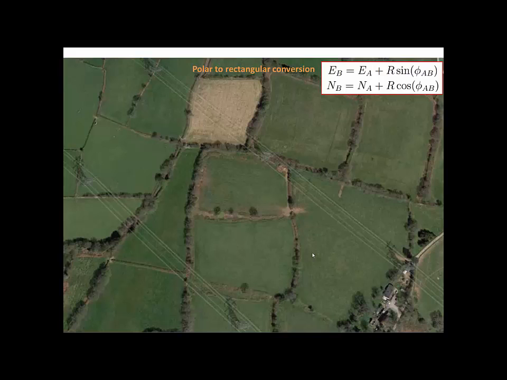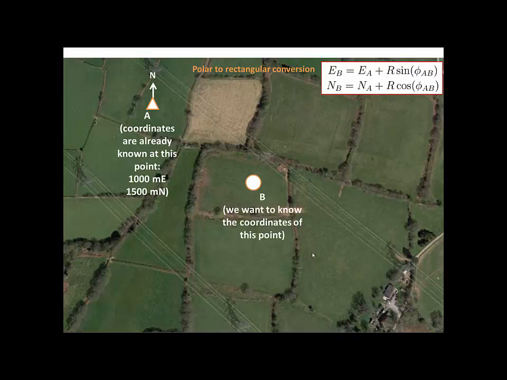Let's look at an example of how this applies. We've got point A and we know the coordinates at this point. We know that they're 1,000 metres east and 1,500 metres north. We wish to know the coordinates of point B and also of point C. We don't know the coordinates, but what we can do is make some measurements and determine what they are using this polar system.